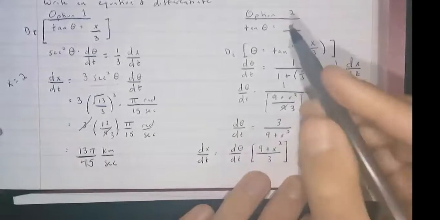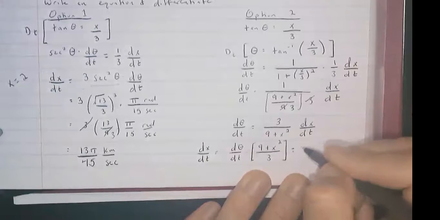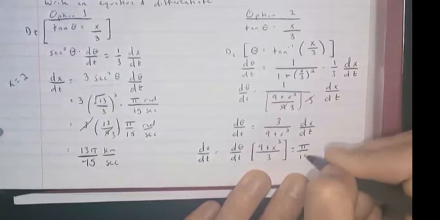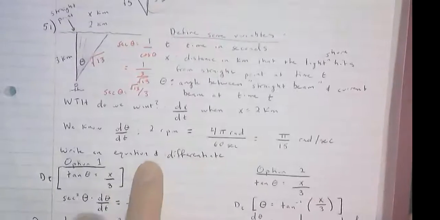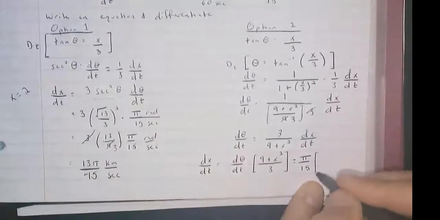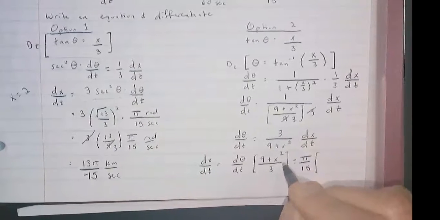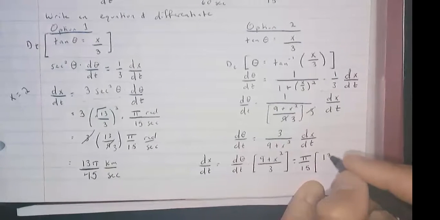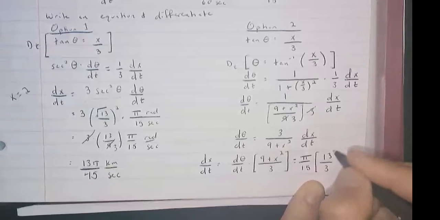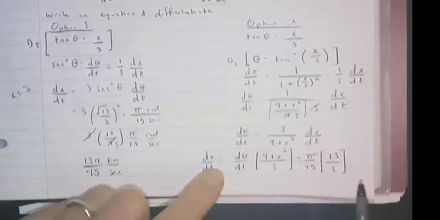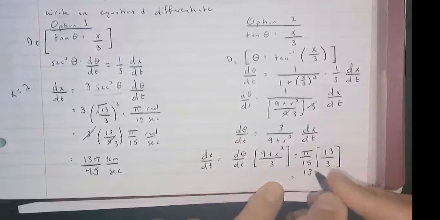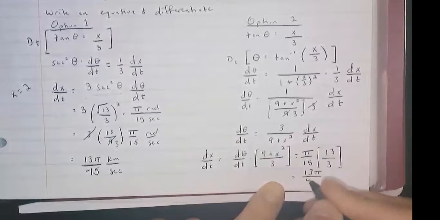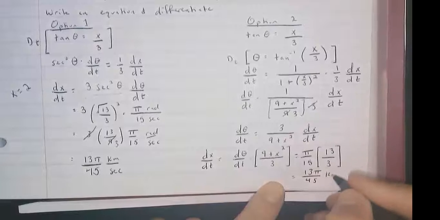d theta dt is still pi over 15. x is 2, because that's what we're after. dx dt when x is specifically at 2. So 9 plus 2 squared is 13. What? That's cool. We get to the same spot. 13 pi over 45 kilometers per second.